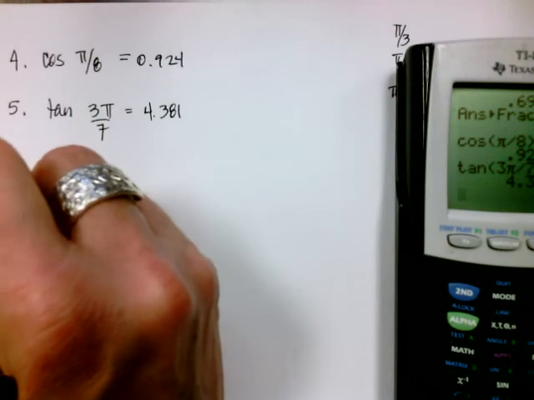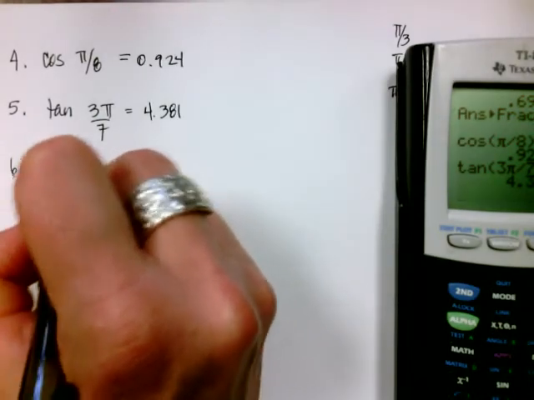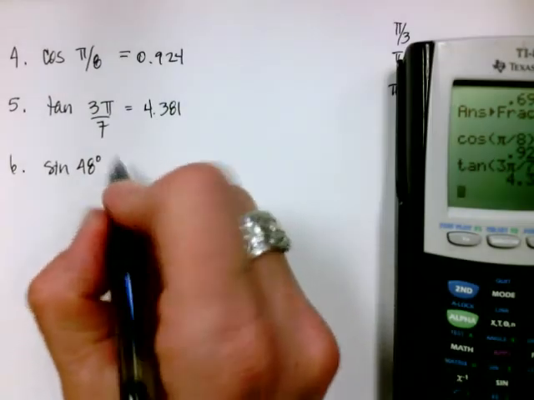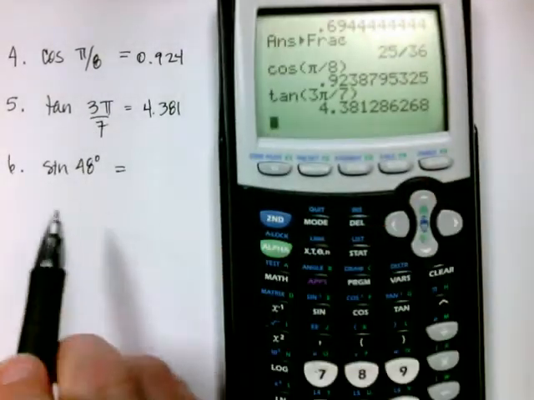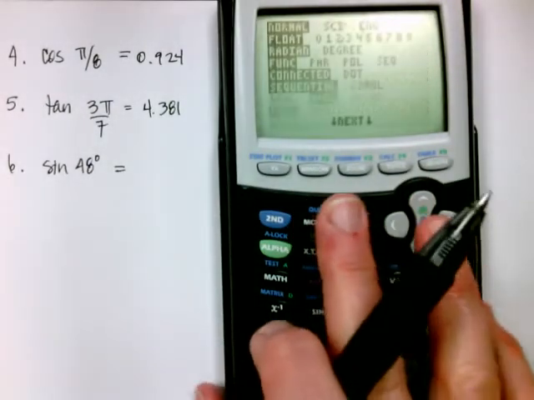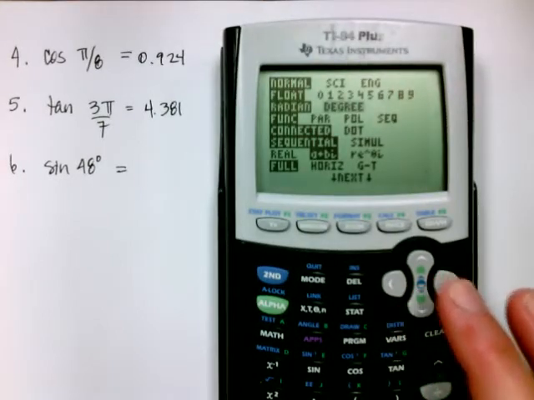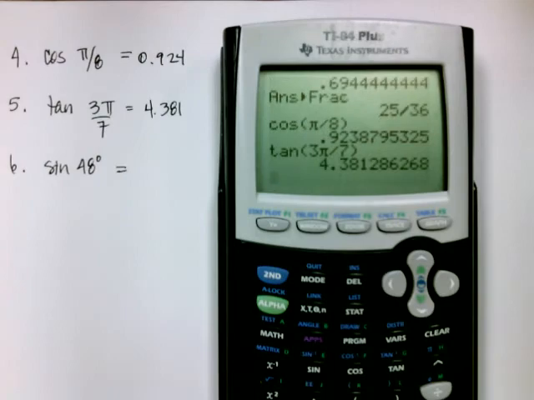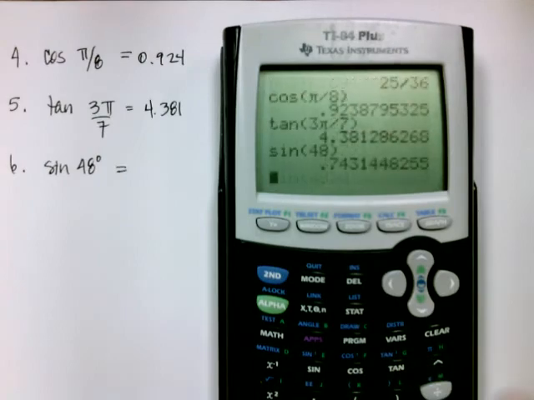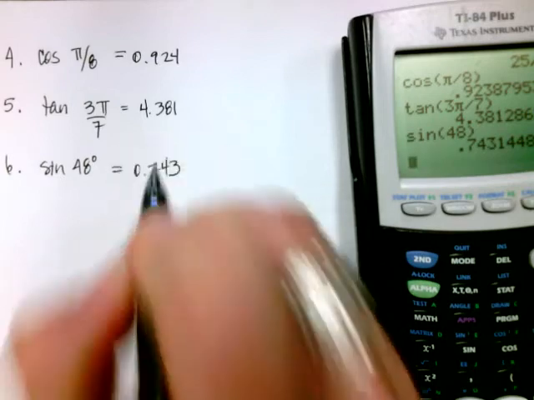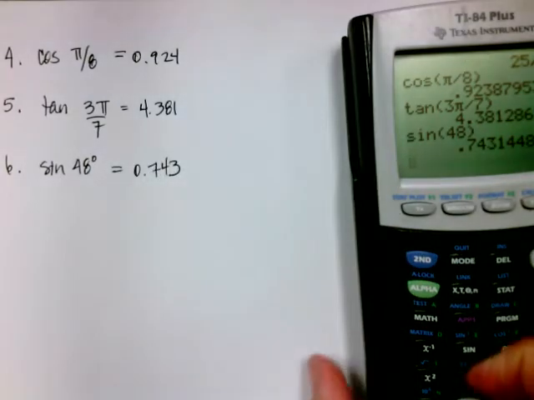All right, the next example is the sine of 48 degrees. And again, 48 is not a special, neither is 3 pi over 7. But now I'm back in degrees, so I have to go back to my mode button. Okay, pull it down so you can see it. I need to put it back in degrees, and then I'm going to do the sine of 48, and I get 0.743. So not too bad.